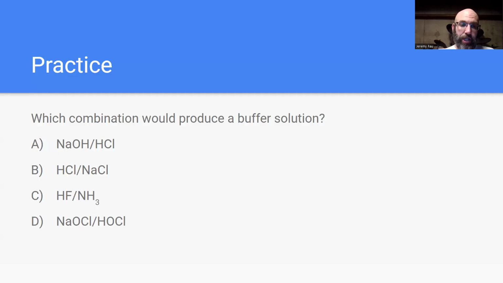All right. So which would produce a good buffer here? Let's first think about this. We need a weak acid and its conjugate base, or we need a weak base and its conjugate acid. So first off, they have to be a pair, and they can't be strong acids or strong bases. So A is no good because it's not a pair and both are strong.